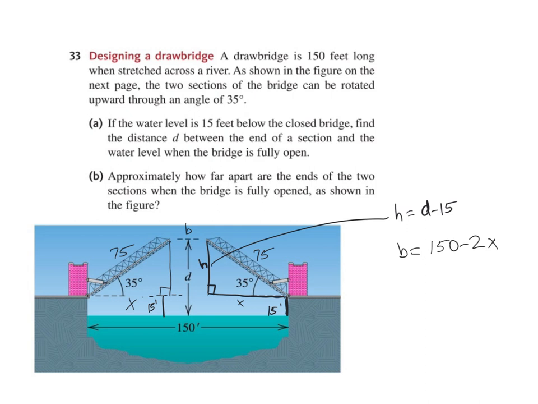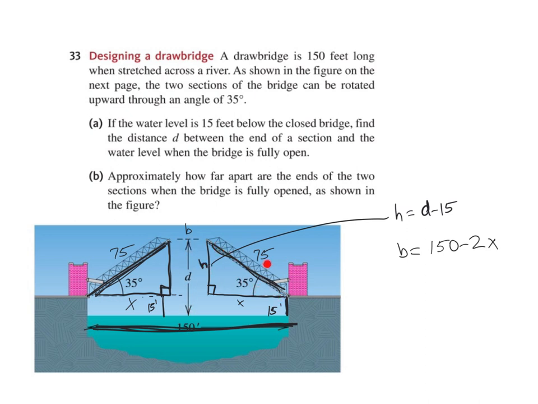All right, number 33, design a drawbridge. The only way to solve this type of problem is with these right triangles. We have two of the same right triangles. The whole thing is 150. When the drawbridge goes up, each of the hypotenuses is 75, half of the total length. That helps us. We need to find D and we need to find B for part B. In order to find D, we need H because we can take H and add the 15 feet to it, and that'll tell us what D is.